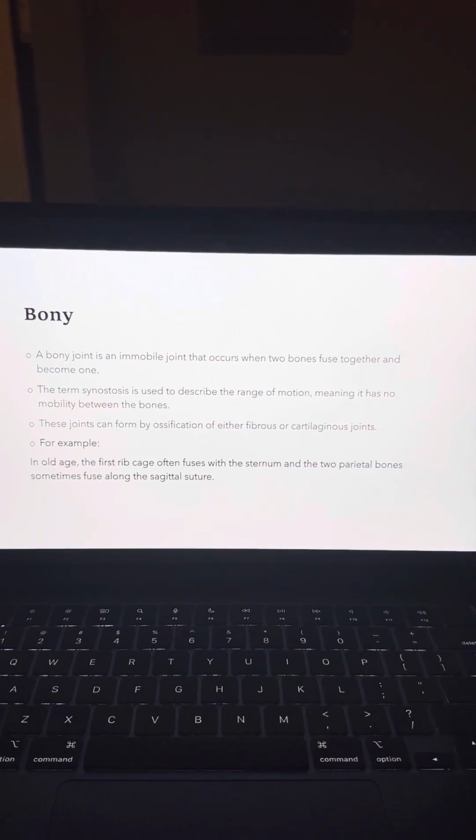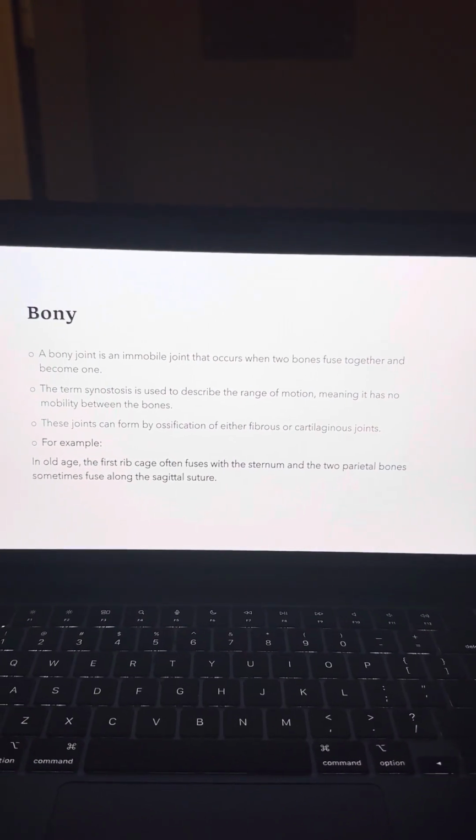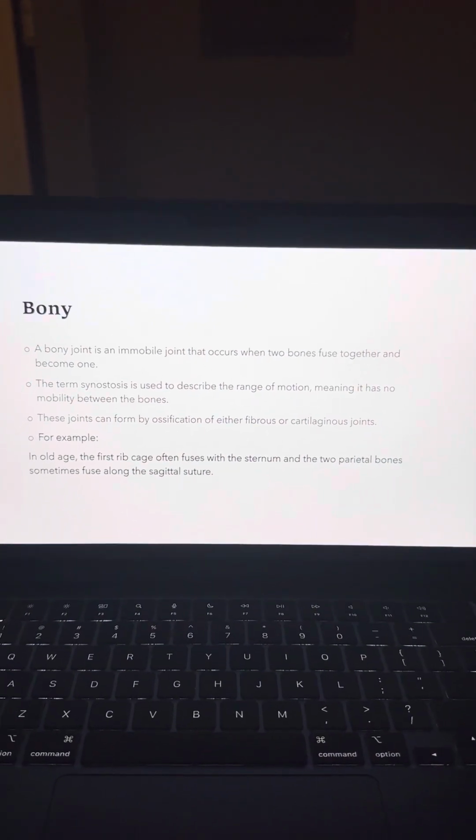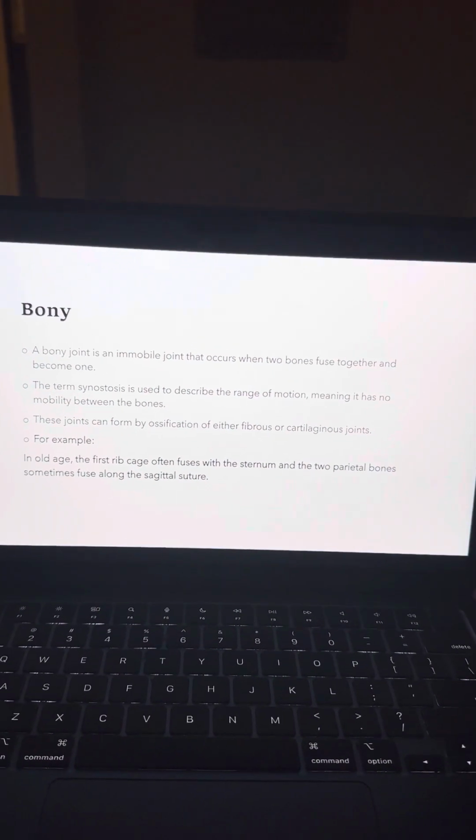In old age, the first ribcage often fuses with the sternum. Another example of a bony joint would be the two parietal bones fusing together along the sagittal suture.